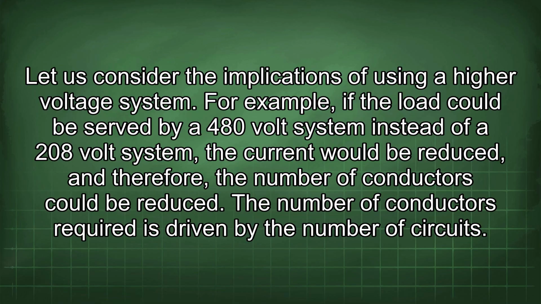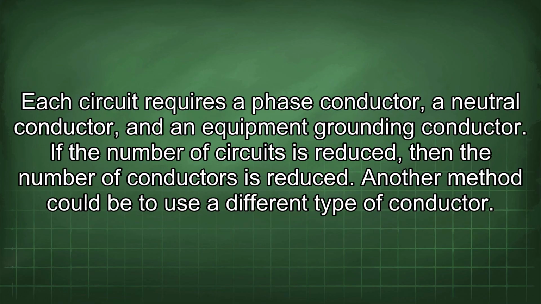The number of conductors required is driven by the number of circuits. Each circuit requires a phase conductor, a neutral conductor, and an equipment grounding conductor. If the number of circuits is reduced, then the number of conductors is reduced. Another method could be to use a different type of conductor.